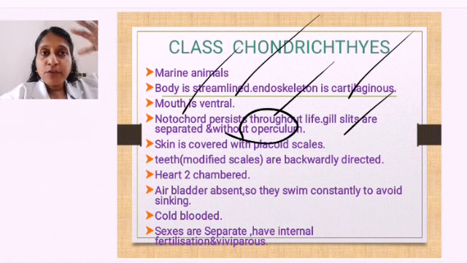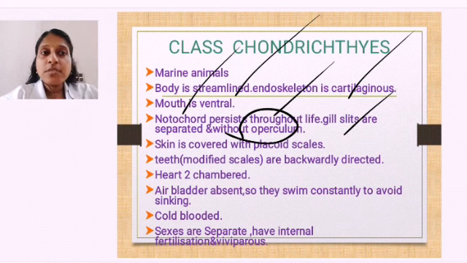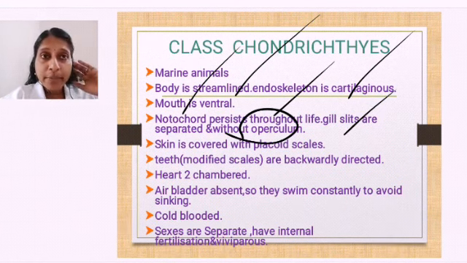Because if they are resting, this air bladder will not allow the fish to drown in water. They will be floating. But in case the air bladder is absent, they have to swim most of the time in order to keep themselves floating, so that they don't sink in water. Okay, cold-blooded animal, right? They are cold-blooded animals.